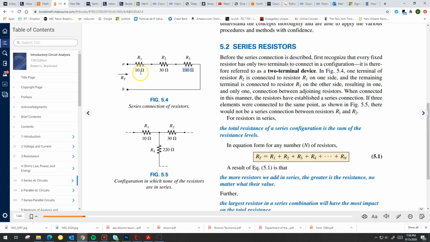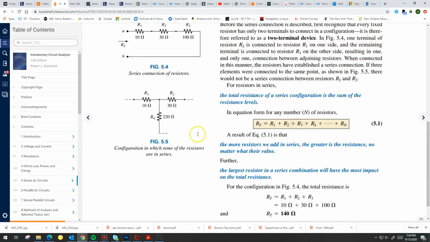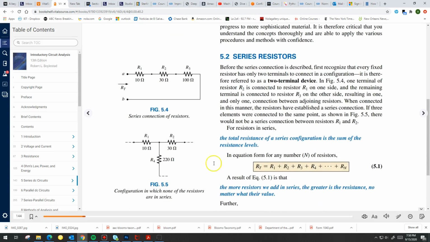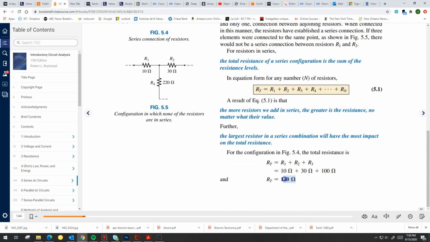So in this simple case of a 10, a 30, and a 100 ohm resistance, the total resistance is simply 10 plus 30 plus 100 ohms, or 140 ohms for the total resistance. So mathematically, again, I'm just adding the three resistors together. If I put a meter from A to B, I will ideally measure 140 ohms.